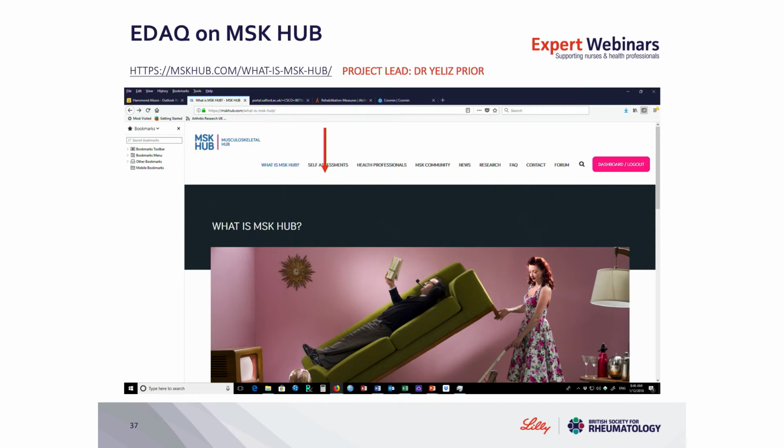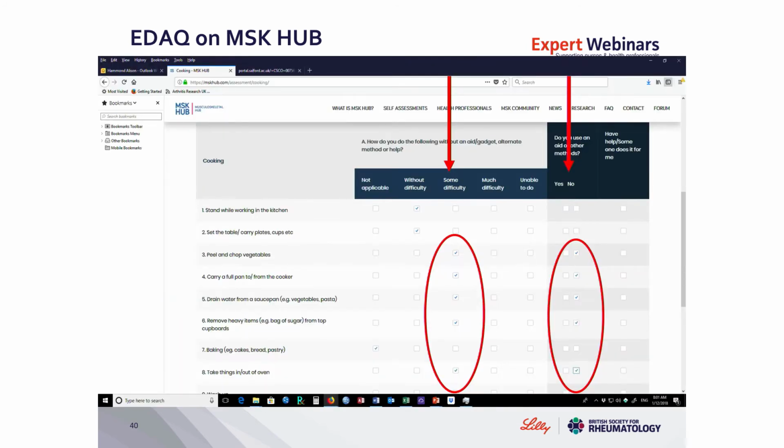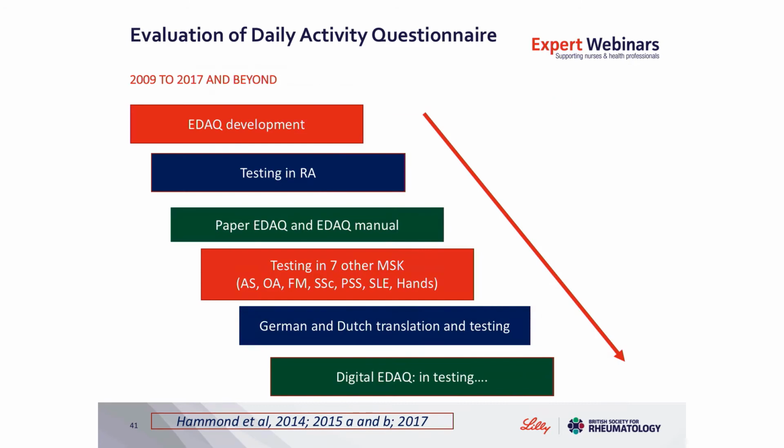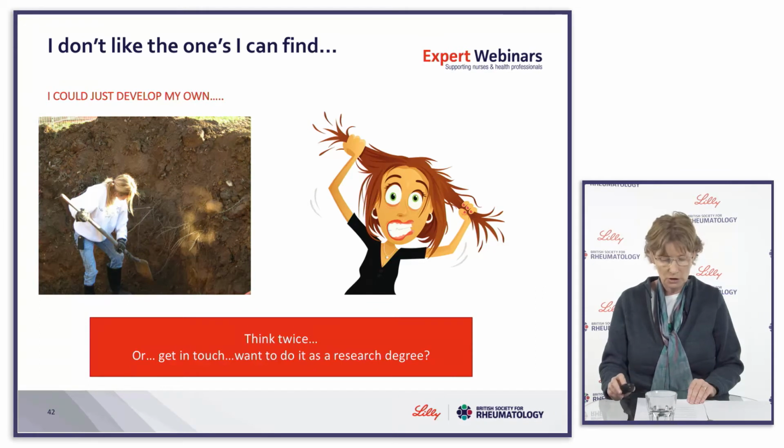Users can click on self-assessments, daily activities. Each of the 14 domains or subscales has its own section. So here they click on cooking. They can identify how difficult or not it is to do peeling and chopping vegetables, carry pans, bake, and the printout summarises results and can be shared with a health professional. We've run a whole series of EDAC projects, testing paper versions in RA, other conditions, Dutch and German versions, and now a digital EDAC.